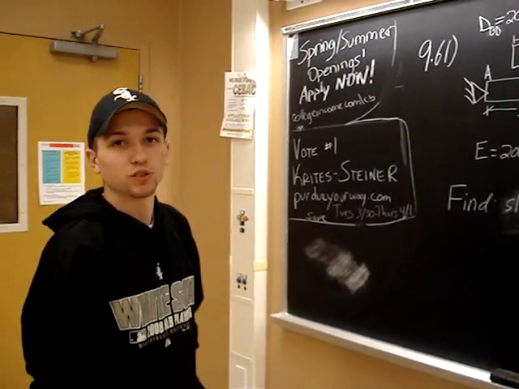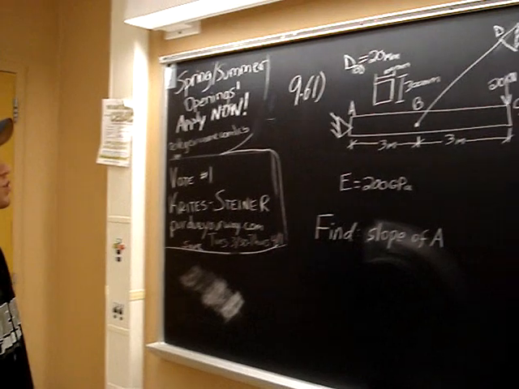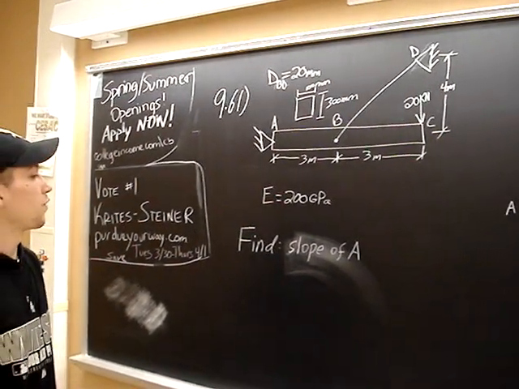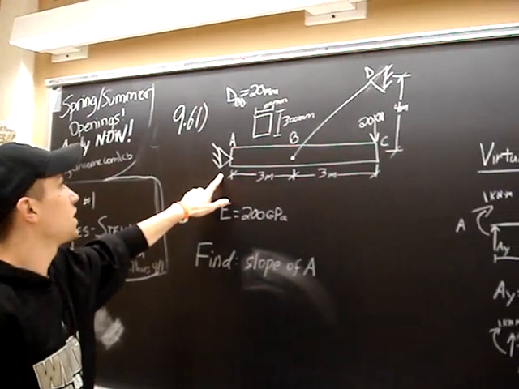I'm Jason. My partners are Tao and Alex. We're doing problem 9.61 for our group project. We want to find the slope at A of this beam.